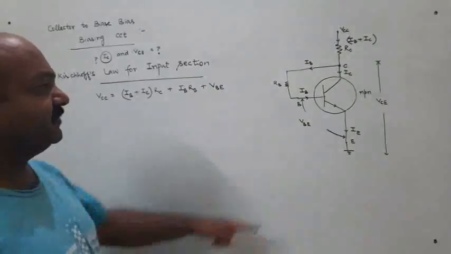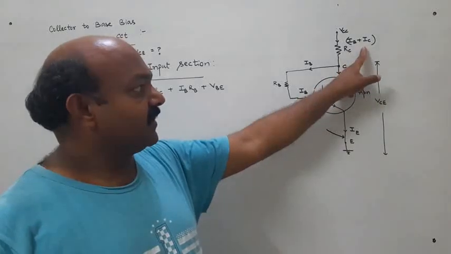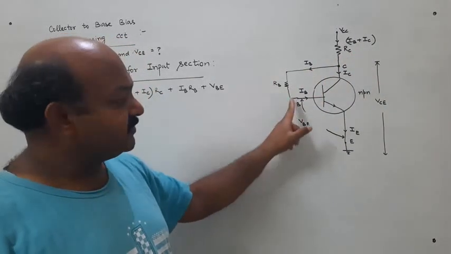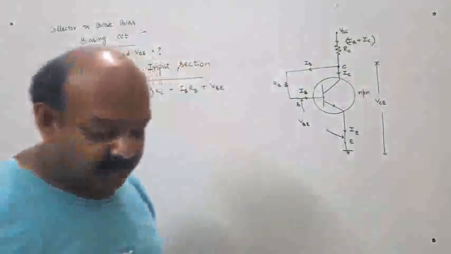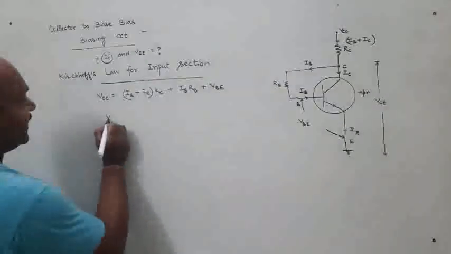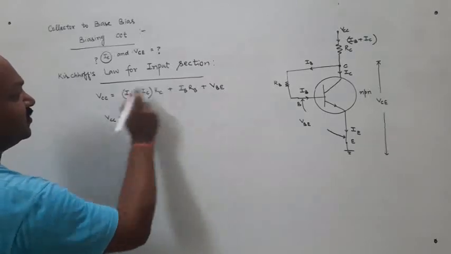For the input section, current into resistance, potential difference between base and emitter. This is the biasing battery. Here we can write it like this. VBE goes on the other side.